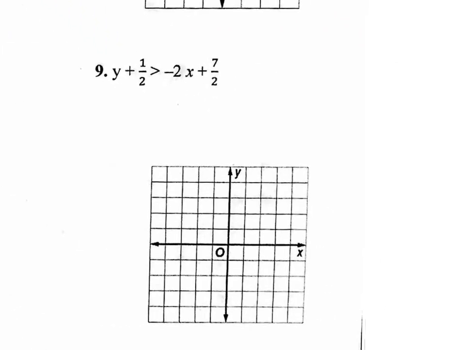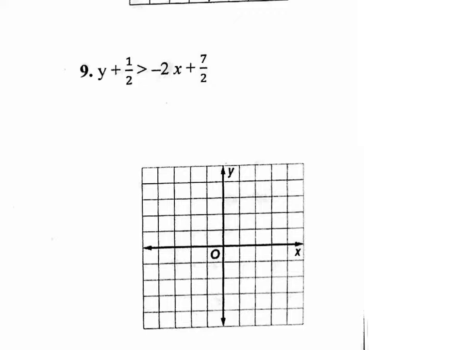A lot of people hate number 9 because of the fractions. However, it's pretty easy to do. You want to get in slope-intercept form. Let's get y by itself. What do I have to get rid of? 1/2. So let's subtract 1/2. 1/2 take away 1/2 is nothing, right? So I will have y all by itself. You don't change the inequality.